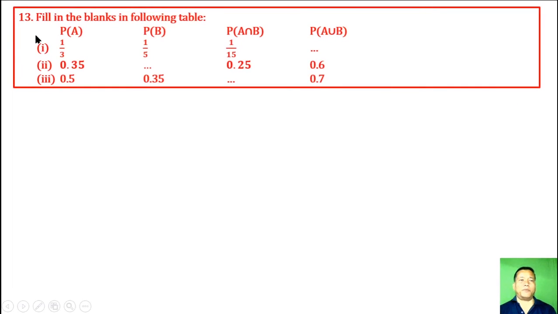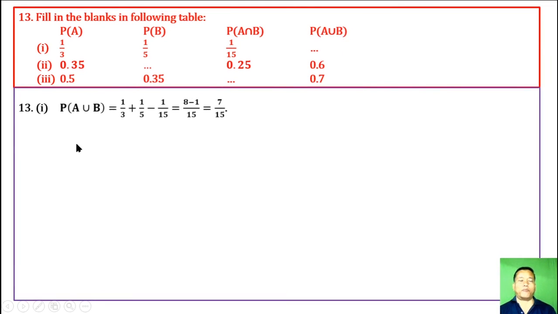Question number 13, fill in the blanks in the following table. P of A is this, P of B is this, P of A intersection B is this. What will be P of A union B? Using appropriate formula, we get P of A union B is P of A plus P of B minus P of A intersection B. Giving their values, after simplifying, we get 7 by 15, which has to be filled up here.